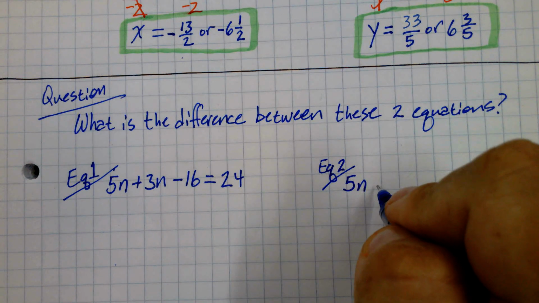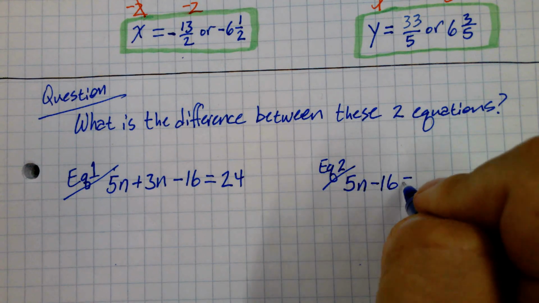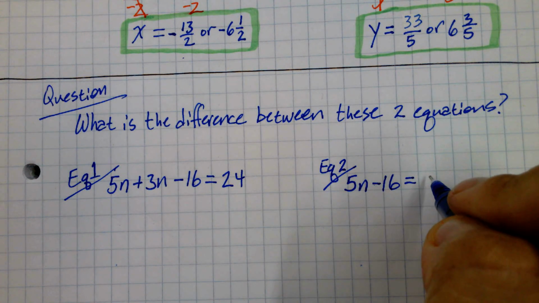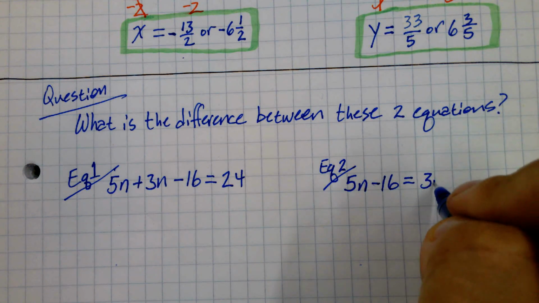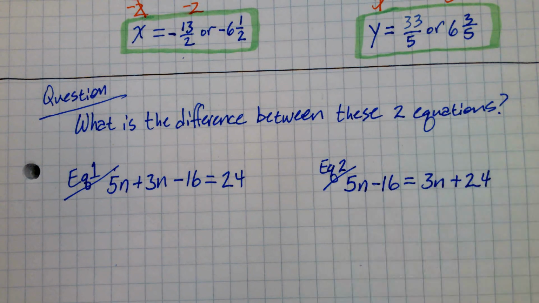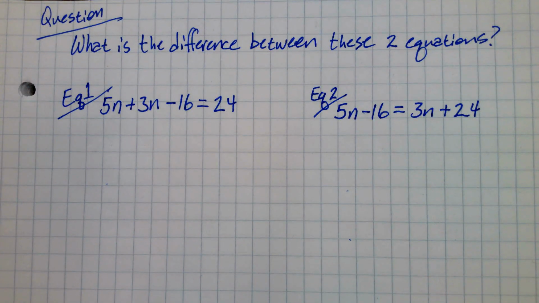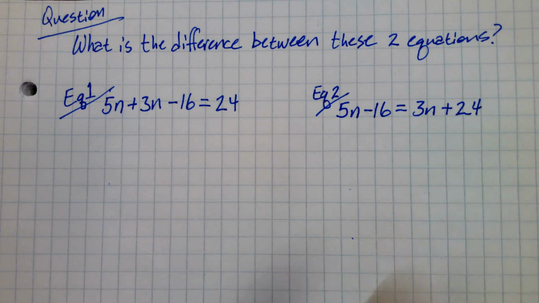5n minus 16 equals 3n plus 24. So take a look at those two. They almost look identical in many ways. But there's one very big difference. It's going to cause us to do different things to solve them.